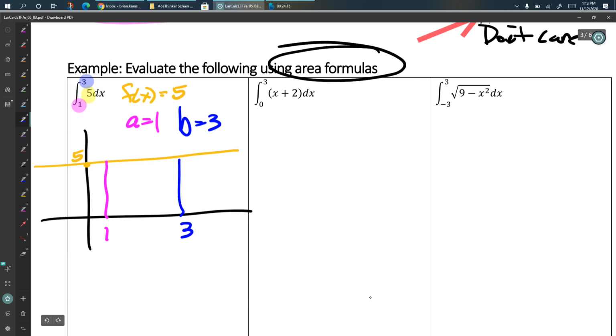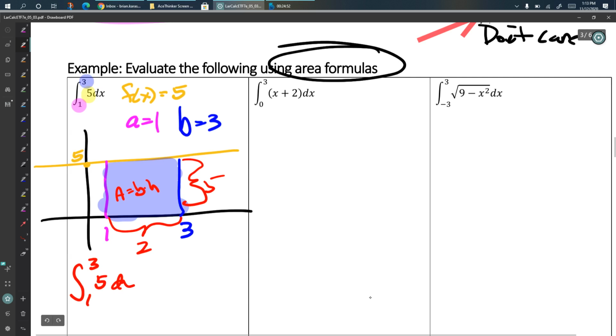And so if I were to make a quick sketch of this, definitely not to scale. That's the piece I'm looking for. What's the area of that? Well, that is a rectangle. The area of a rectangle is base times height. I have a base length of 2. I have a height of 5. So the value of that definite integral is 2 times 5, or the integral from 1 to 3 of 5 dx is 10.